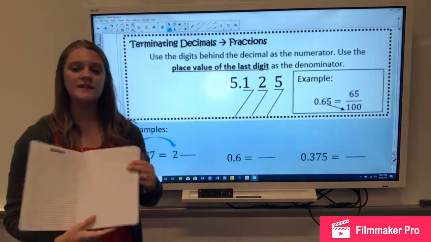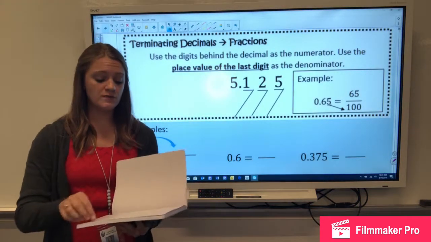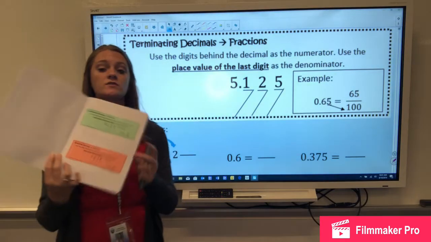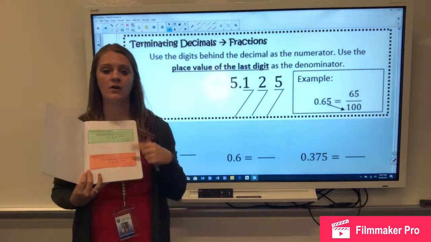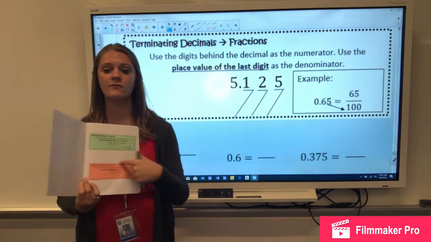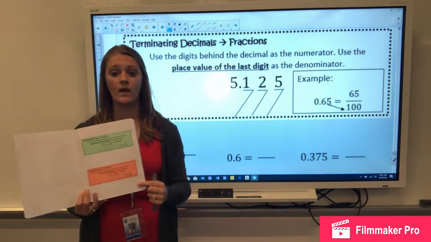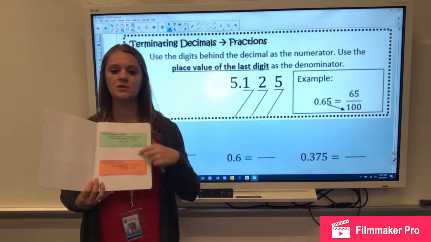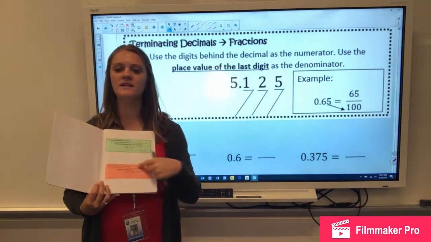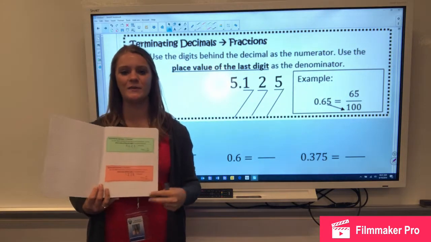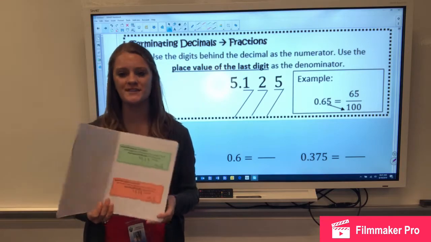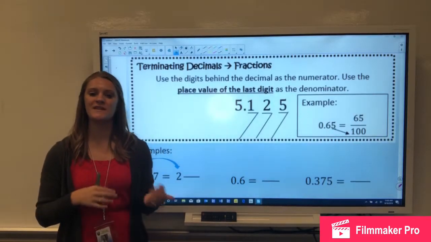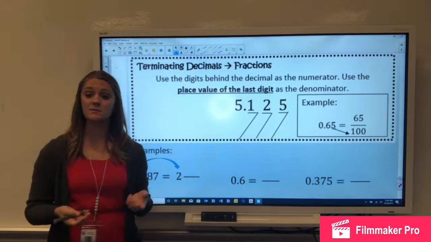All right, so in your interactive notebook, you should have 2 separate note sheets. And so you want to spread those out on your interactive notebook page so you have room for examples underneath each one. So let's put terminating decimals to fractions on top, leave a little bit of space, and then put repeating decimals to fractions on bottom with a little bit of space. All right, so let's fill these in. Let's look at how to turn terminating decimals into fractions. It's a very simple process.